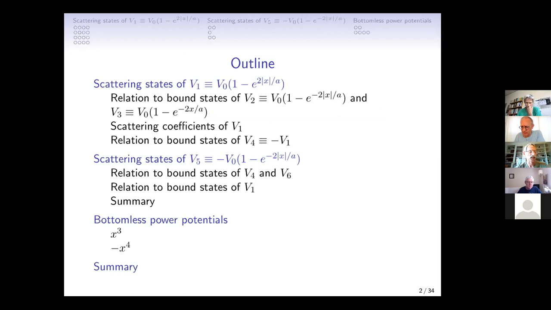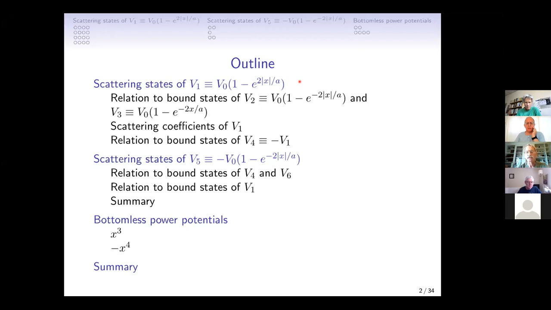This whole story started with this first one here, what I call V1. That was the subject of a paper by Ahmed and people. They were talking about scattering states of this potential, and they picked out some very special discrete set of states, which they claim were BIC, that's bound states in the continuum. But it turns out that they're not. Those special states are actually related to another exponential potential, namely V2.